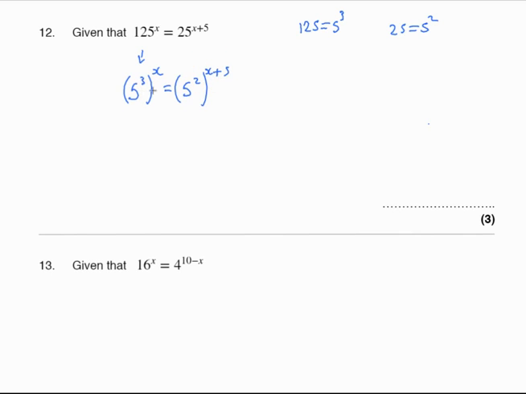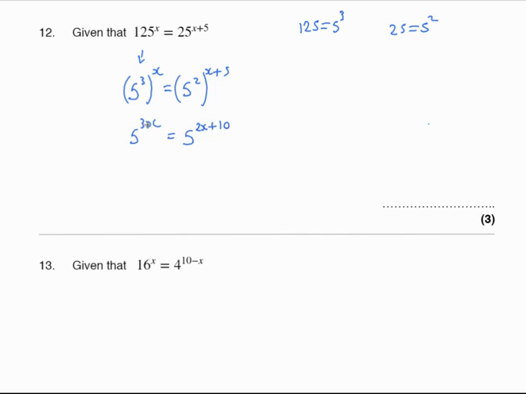Okay, now I can apply my index laws. 3 times x gives me 5 to the power of 3x. There we go. And then 2 times x plus 5, I have 5 there, and then to the power of 2x plus 10.